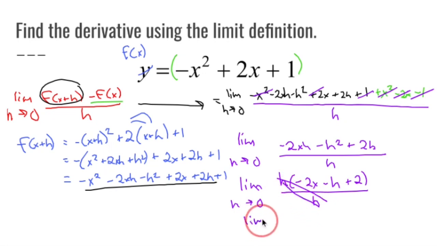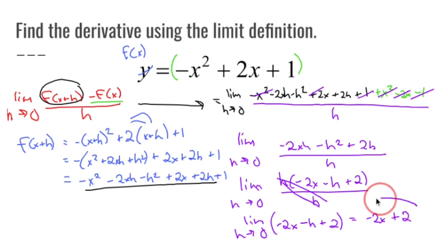So the limit as h approaches 0 of negative 2x minus h plus 2 is going to turn that minus h into a 0: negative 2x minus 0 plus 2. Since I'm running out of room, I'm going to skip the minus 0 part and leave it at that. That is my answer. It's a mess.